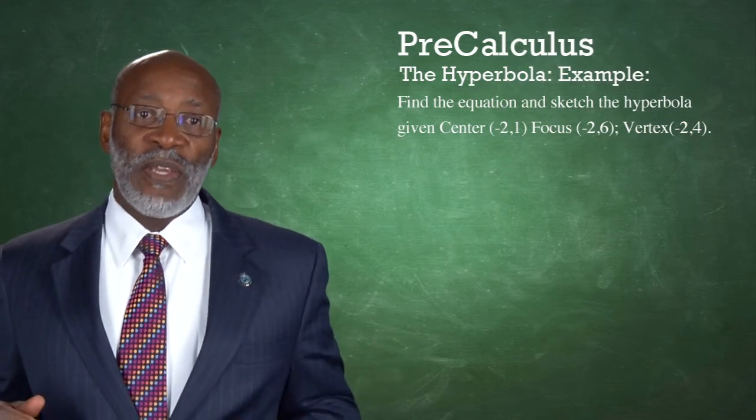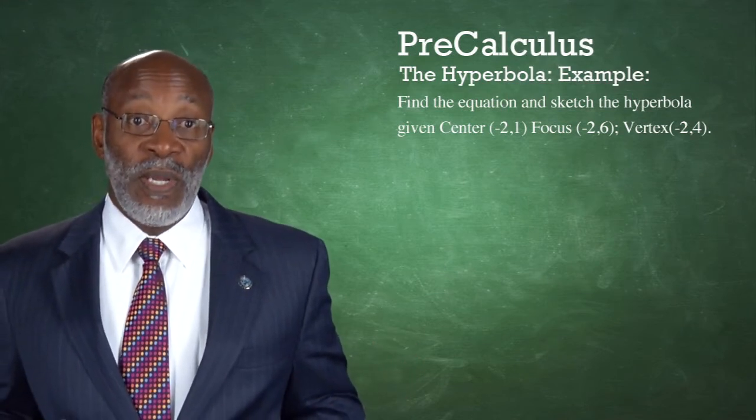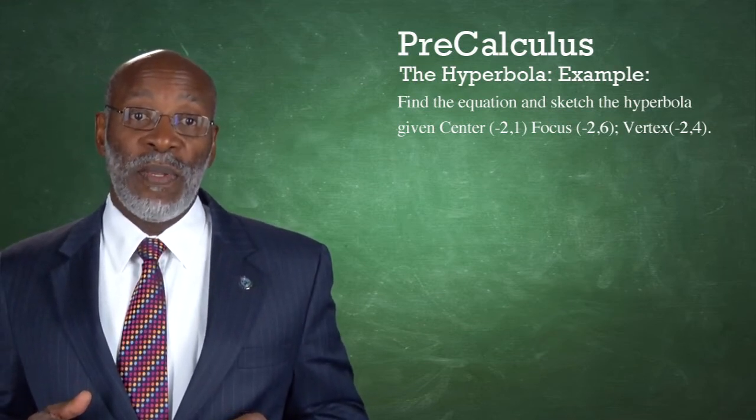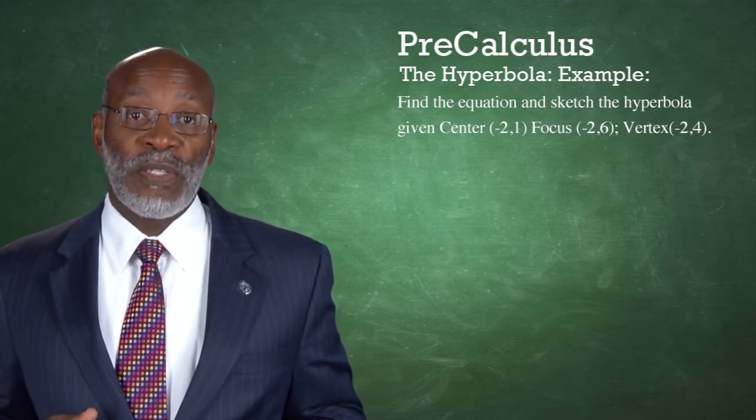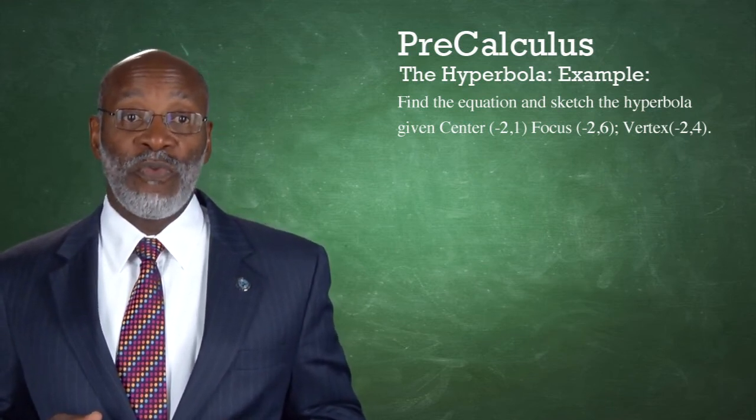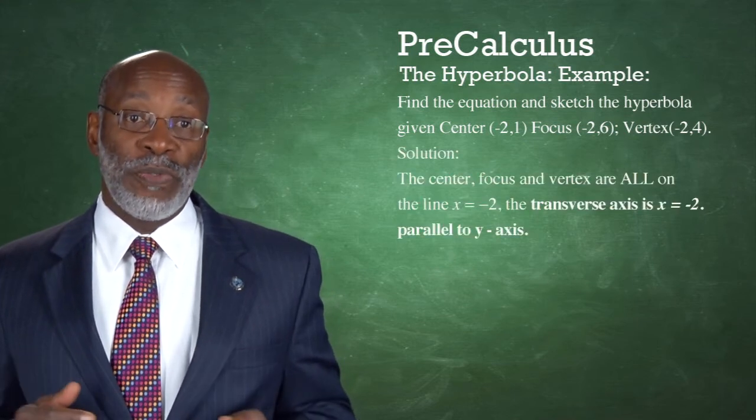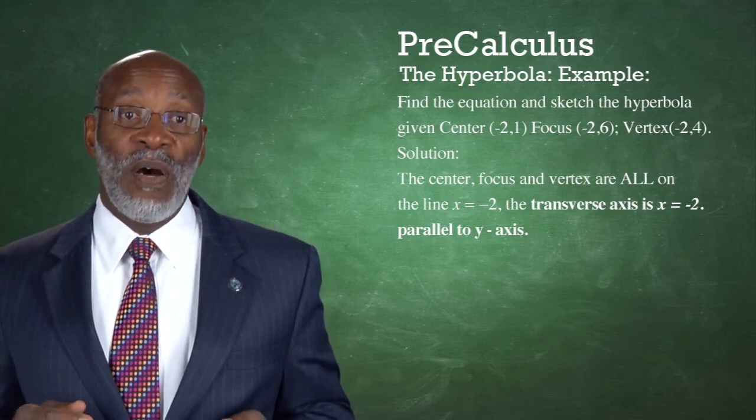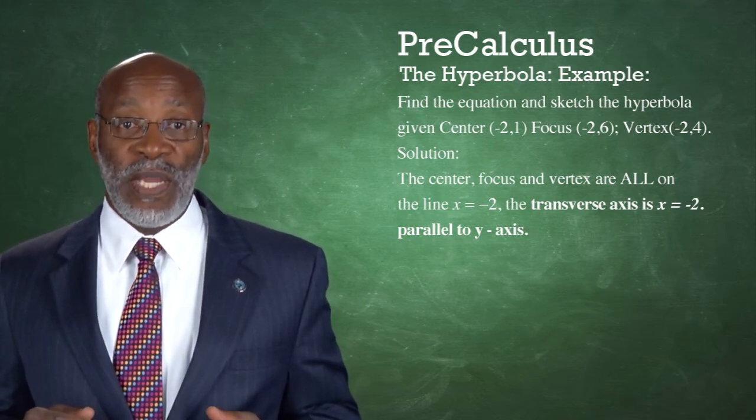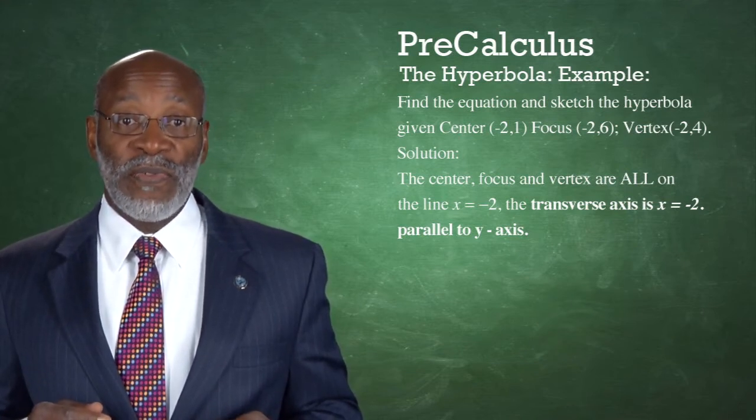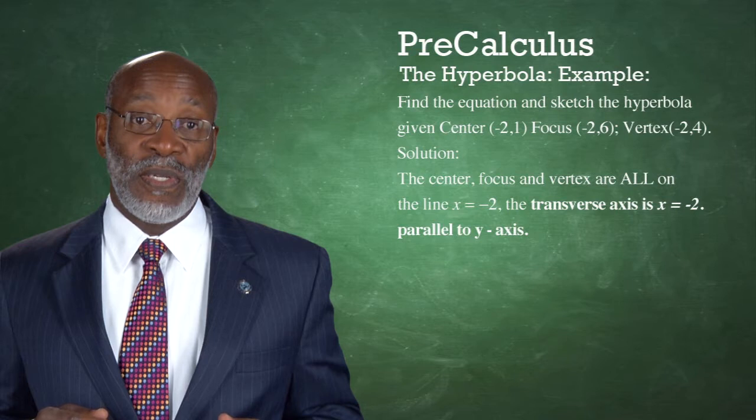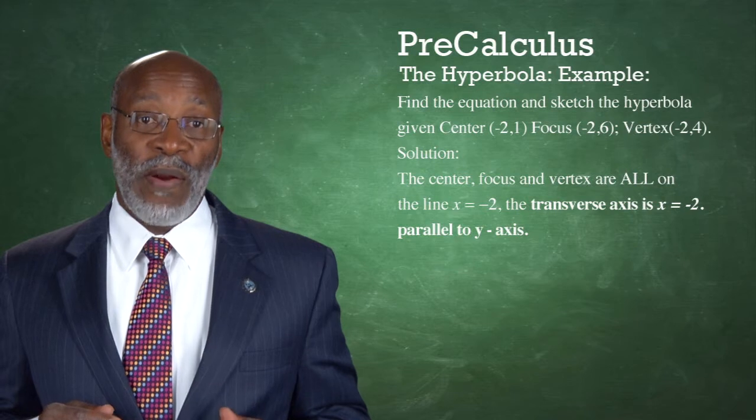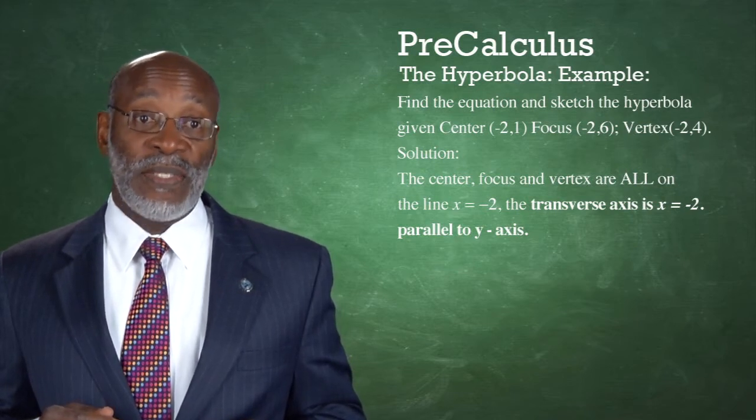Example. Find the equation and sketch the hyperbola given the center is the point (negative 2, 1), the focus (negative 2, 6), and the vertex (negative 2, 4). Solution. The center, the focus, and the vertex are all on the line x equals negative 2. The transverse axis is the line x equals negative 2, which is parallel to the y-axis.